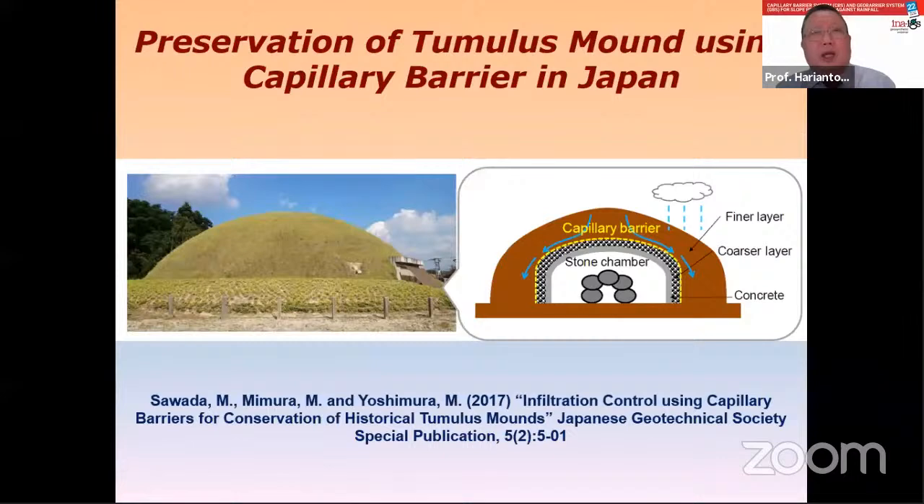It's nothing new. A long time ago, people have used this. Now for example, in Japan there's a tumulus mound using a capillary barrier. There's a stone chamber in here, with a coarse grain layer and a fine grain layer. Water flows along the fine grain layer and the coarse grain layer becomes a barrier. As a result, you will have a dry chamber. That's the way people thought about it a long time ago, so there is nothing new about this.